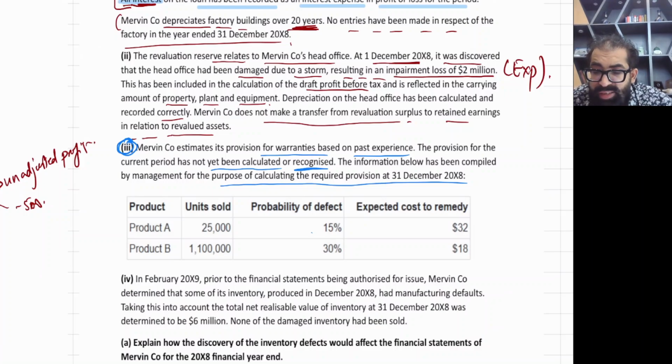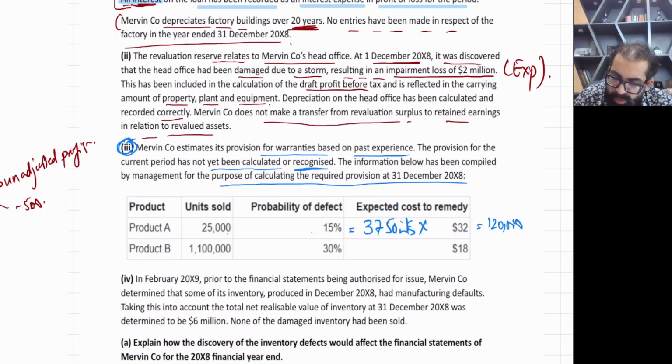I hope you know EVA, expected value analysis. This is the same. So 25,000 multiplied by the probability, 15%. Wait, let me calculate. Okay, 3750 units, and multiply by the per defect cost, multiply by 32, it's going to be 120,000 here. Okay, the next one, 1,100,000 into 30%. This is going to be 330,000 units. Multiply by the defect rate.